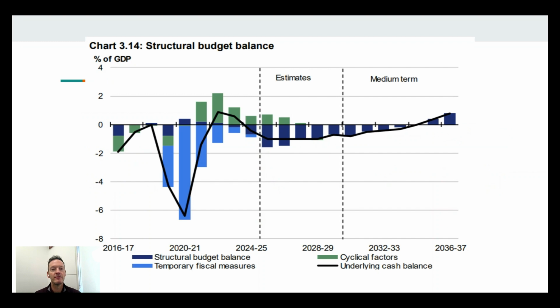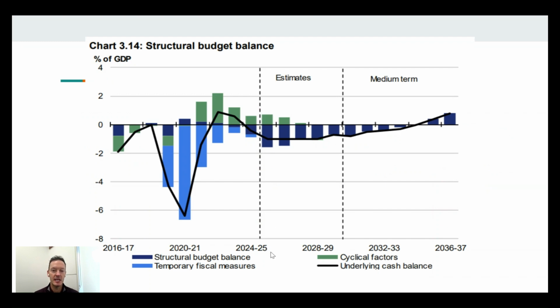I want to go through some of the charts that were in the budget outcome resources, and you'll see there's a lot going on in this chart, so I'm going to break it down for you. 2026-27, which is the current budget, is this one here. And this is the summary of where the budget balance comes from.